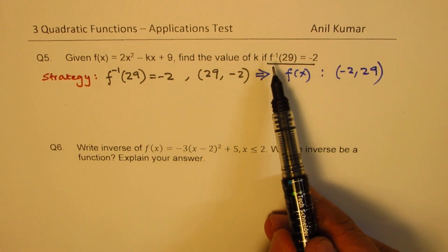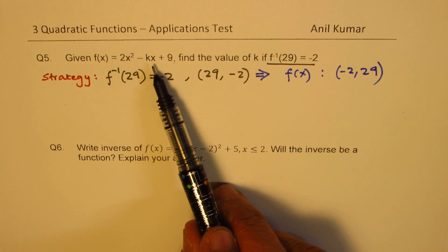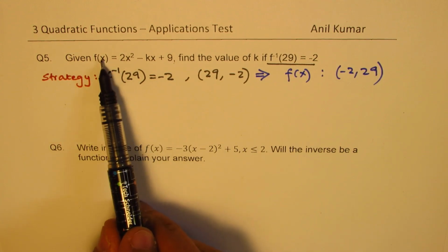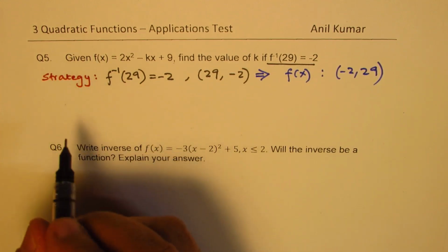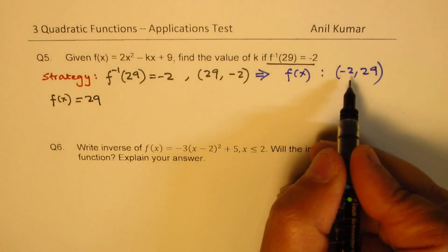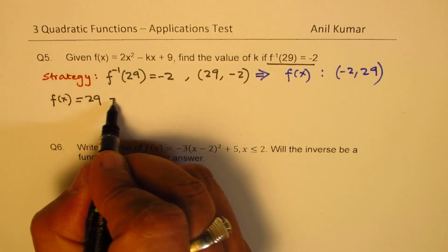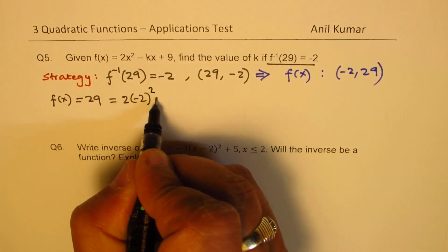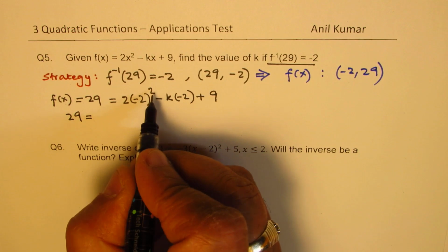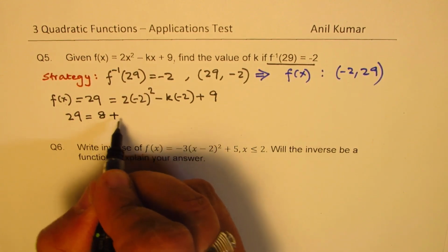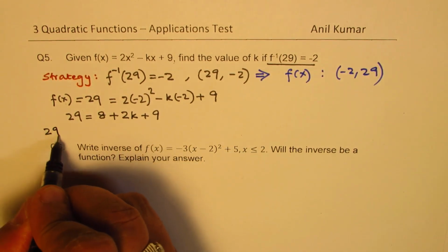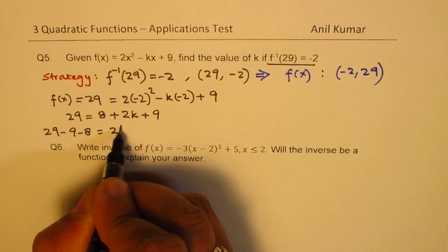Now we know inverse is not a function, so it's not an exact point, but we'll see how we get the answer, right? So we have (-2, 29) here. 29 is the y value, so f of x is equal to 29 for x equals minus 2. So we'll substitute minus 2 here: (-2) squared minus k times (-2) plus 9. So we have 29 equals 4 plus 2k plus 9. So we have 29 minus 9 minus 4 equals 2k, correct?